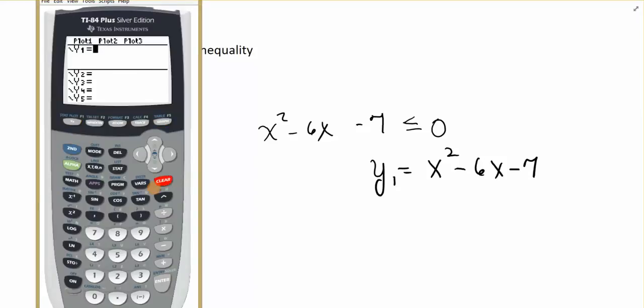We'll clear out, and we'll have x squared. You can just hit the squared key. Minus 6x minus 7. Okay. Let's hit graph. That should be just what? A parabola? Everybody get something like that? Okay. I want you to sketch that on your paper. It doesn't have to be perfect, but let's just sketch it.